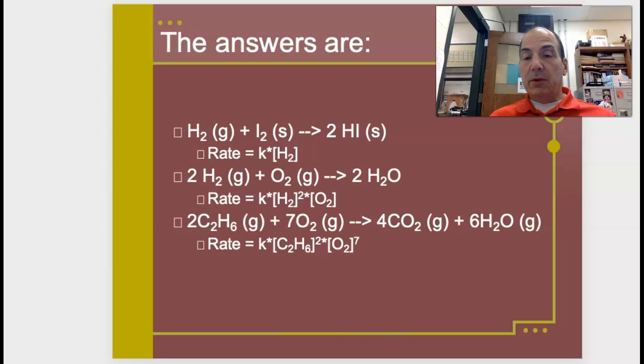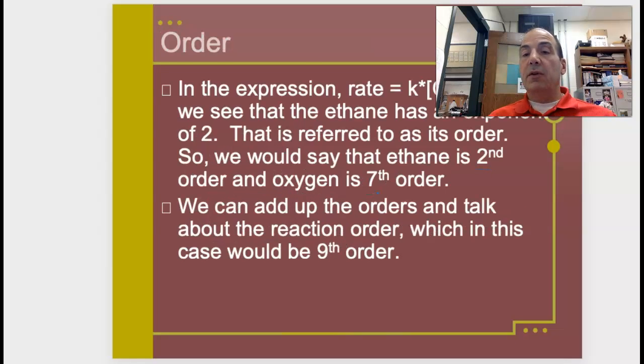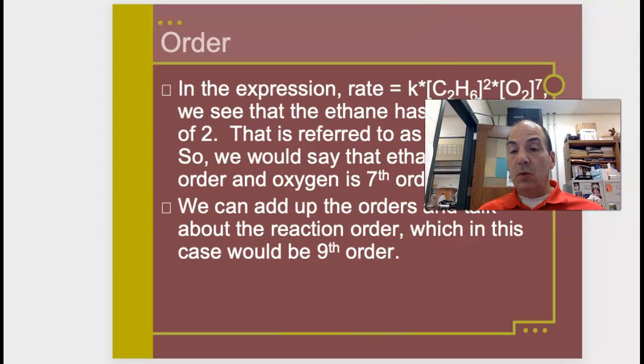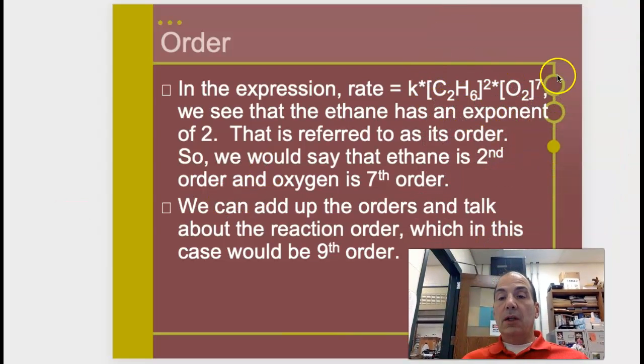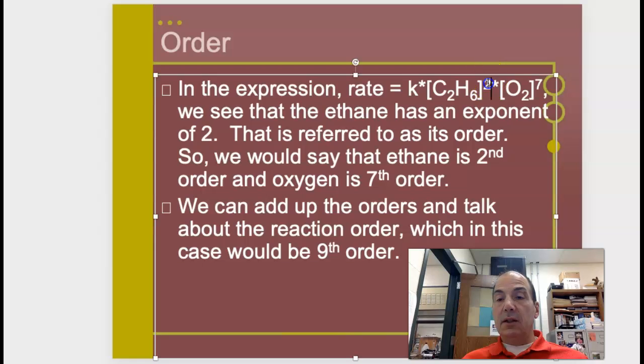So I want to talk about those exponents for a moment because they're referred to as order. Looking at this reaction, I see that the ethane has an exponent of 2, oxygen has an exponent of 7. We refer to that as their order. So we would say that ethane is second order, oxygen is seventh order. And we could add them up and talk about the reaction order. So the fact that 2 and 7 is 9, this is a ninth order reaction.